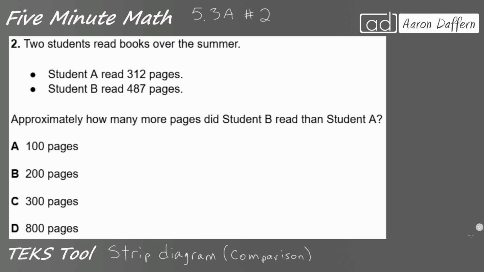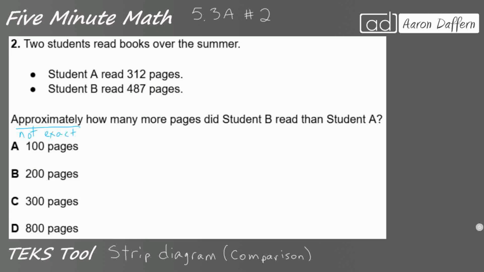So we've got two students that are reading books. And we need to know approximately how many more pages student B read than student A. Well, this word right here lets us know that we do not need an exact answer. Take a look at our answer choices. They're all to the hundreds, right?